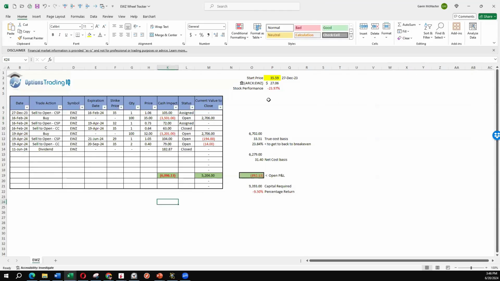This is on EWZ. We actually started this last year. So back in December, the stock was up at 35.60 and it's since dropped nearly 24% all the way down to 27.06. So certainly not ideal.